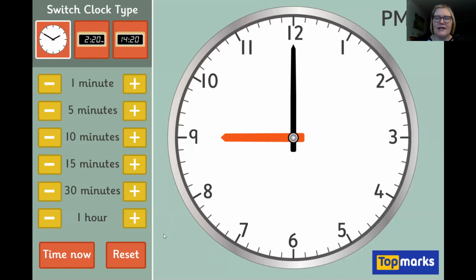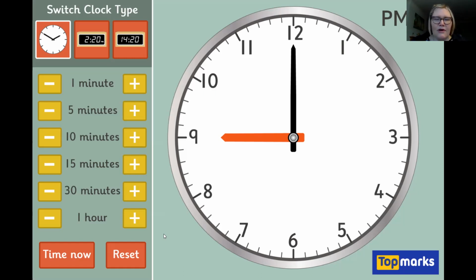Okay, you should have noticed that the black one is longer, and the black one is called the minute hand, and the red one is the shorter hand, and that is called the hour hand. So if you look at the clock now, when the minute hand is pointing to the top of the clock at the number 12, it's an o'clock time.